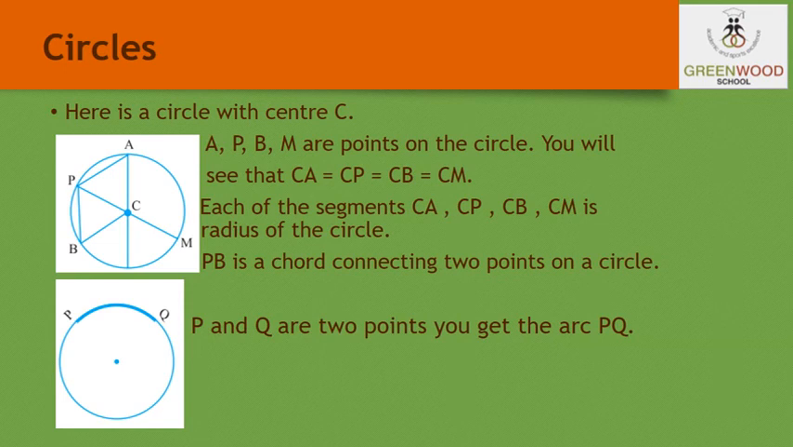Now the question arises, what is a chord? A chord is a line segment whose both endpoints lie on the circle. In the second diagram, if you see, P and Q are two points on the circle, and the points P and Q form an arc PQ.